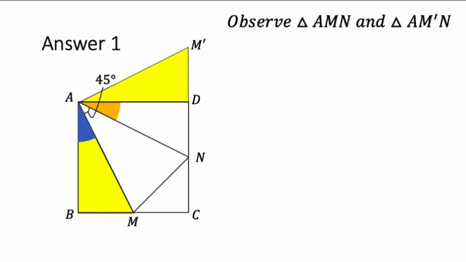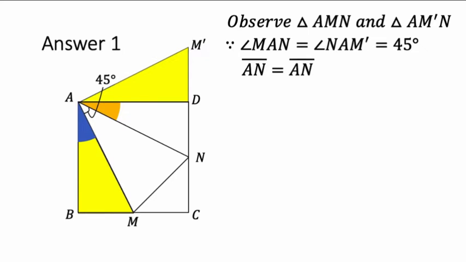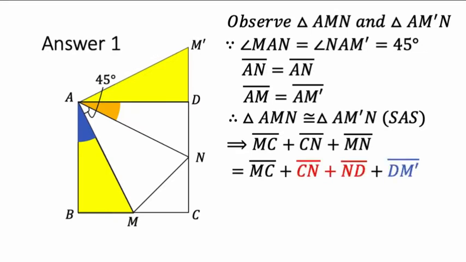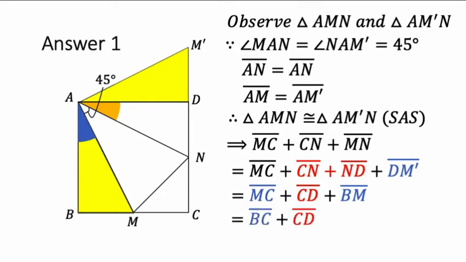Notice that in these two triangles, they both have the angle of 45 degrees, and they both have the side AN. AM is also equal to AM prime. This means that the triangles AMN and ANM prime are congruent with each other by the property SAS. From this, we can solve our problem. The perimeter of MCN will be equal to MC plus CN plus MN. We can expand it into this form, where MN equals MD plus DN prime. We can combine ND and CN to form CD, while we can change DN prime into BN. We can then combine MC and BN to form BC. This means that the perimeter will be equal to BC plus CD, which is our answer, 2.